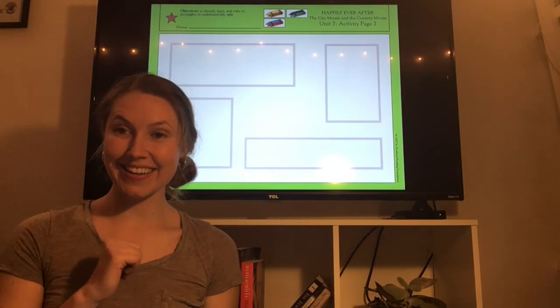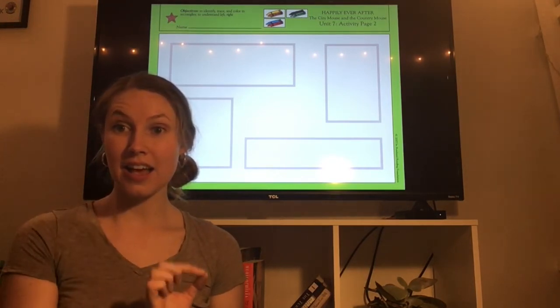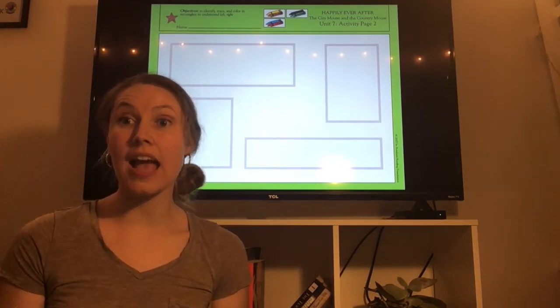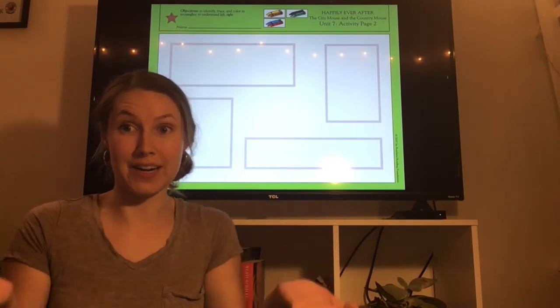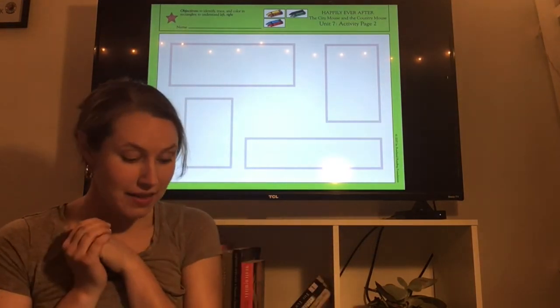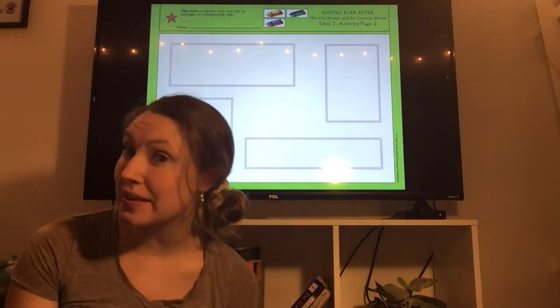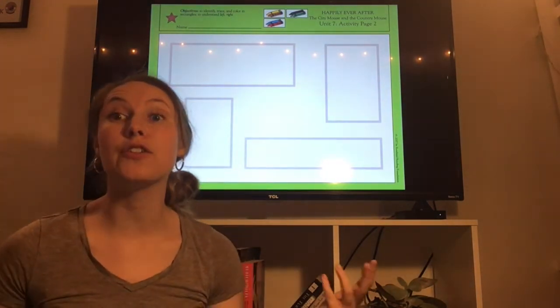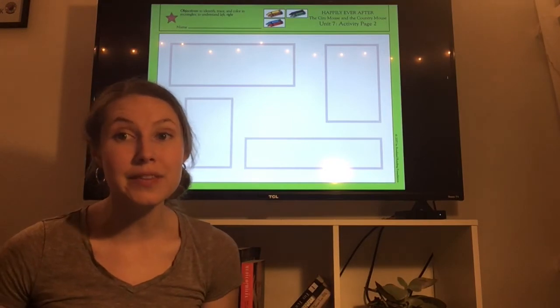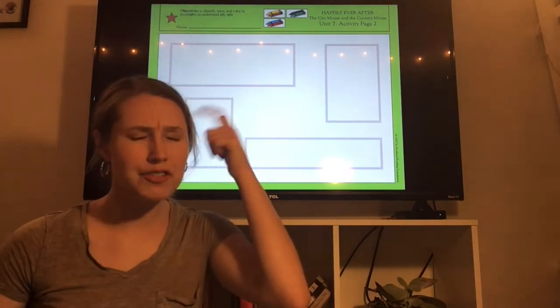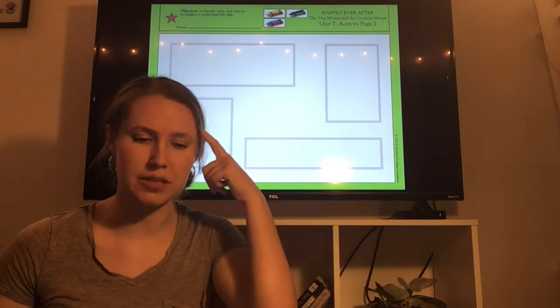I can trace rectangles and use direction words. Ooh, so we've got some things going on here. Today, we're going to be working on tracing our rectangles just like we did in activity page 1. And our new objective is that we're going to be using direction words. So we have to remember some of those directions that we've talked about before.